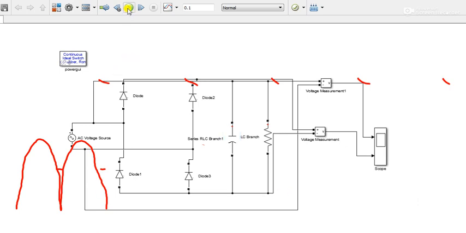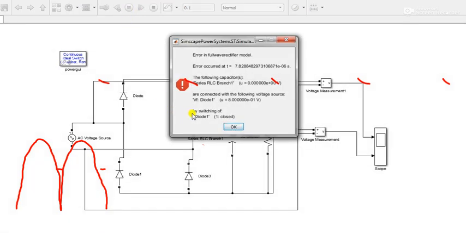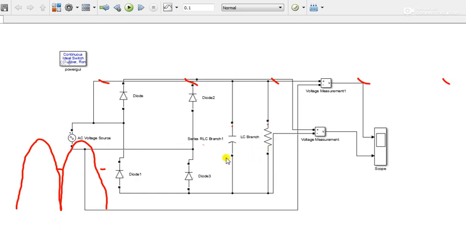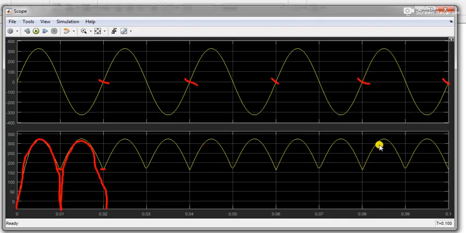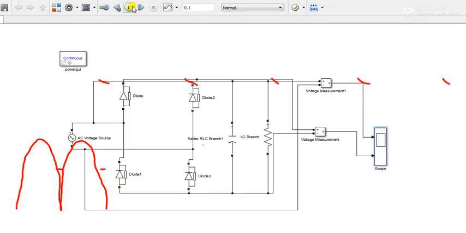So let us now play. There is an error. Here we have removed the error. Let us see the scope output and run the simulation once again.